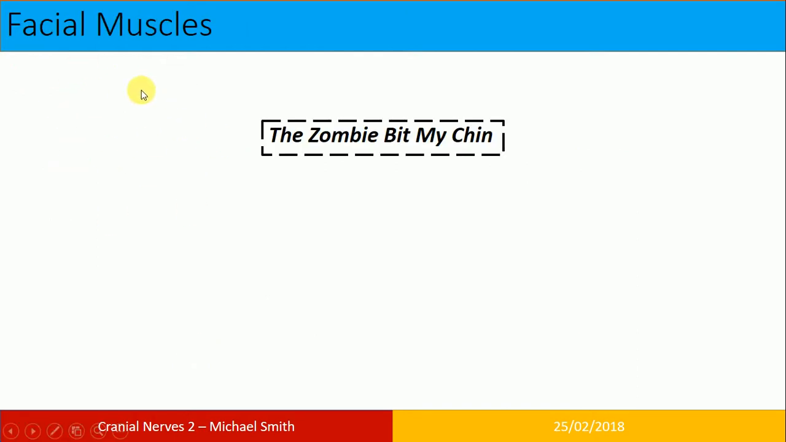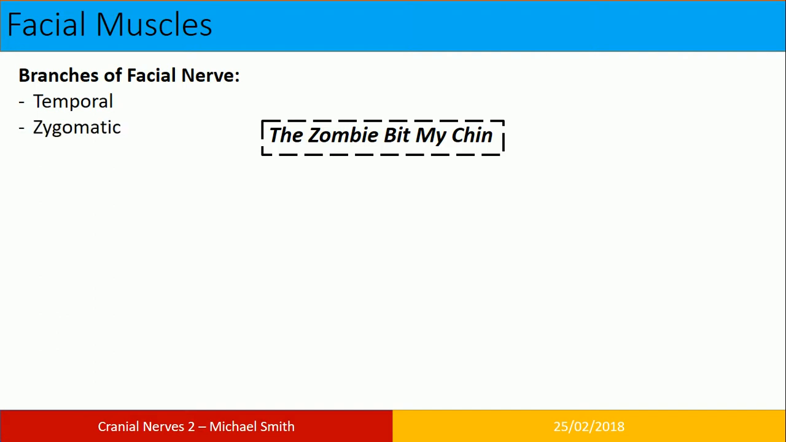So the facial nerve has a number of branches, and the mnemonic for remembering this is the zombie bit my chin, where some of those words can be replaced. So we have our temporal nerve supplying the most superior part, then our zygomatic, buccal around the mouth, our mandibular below the mouth, and our cervical, which goes down into our neck.